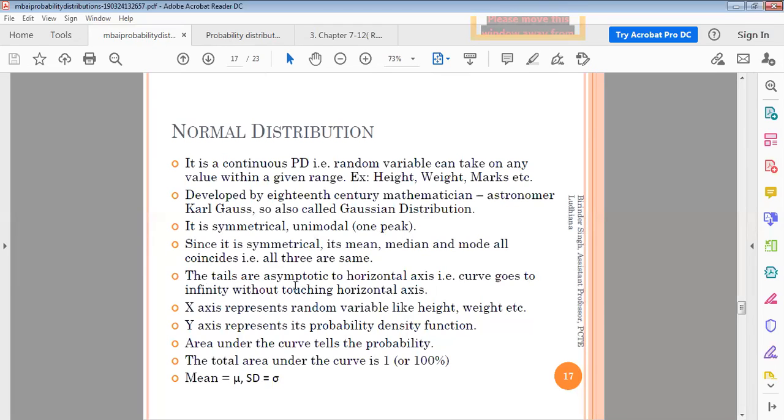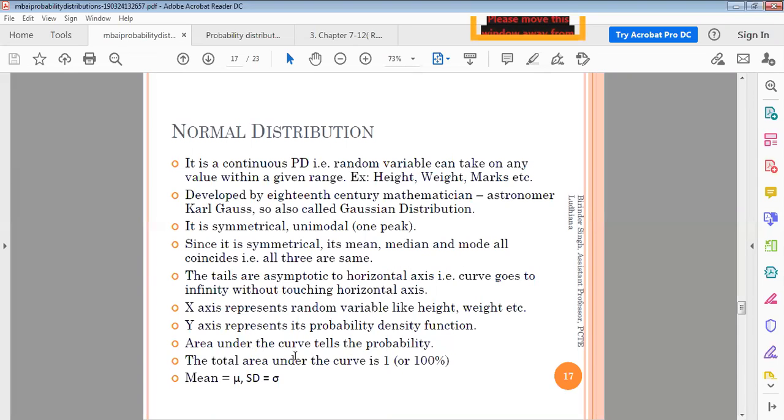And the tails are asymptotic to the horizontal axis, which means along the x-axis. The curve goes to infinity without touching the horizontal axis. The x-axis represents the random variable, like height, weight, etc., and the y-axis represents its probability density function. Remember it: for every value of x, we will get a value of y. That means the probability density function is along the y-axis and the random variable along the x-axis. You have to remember it.